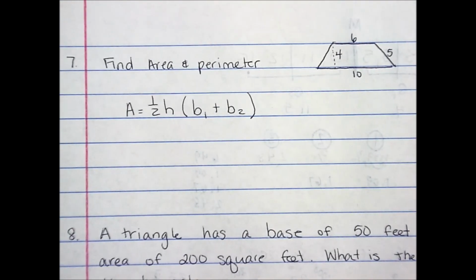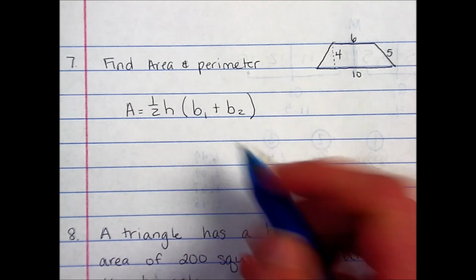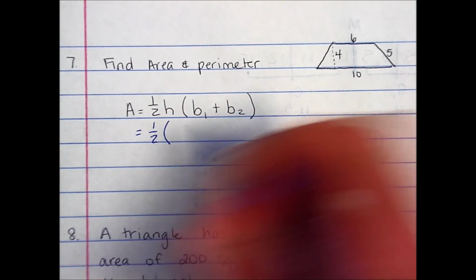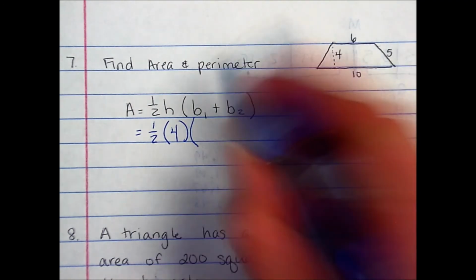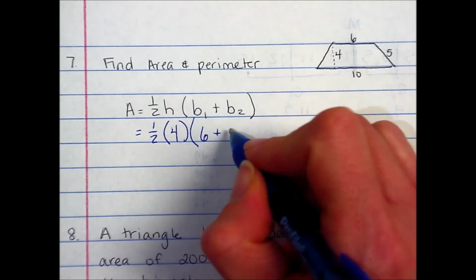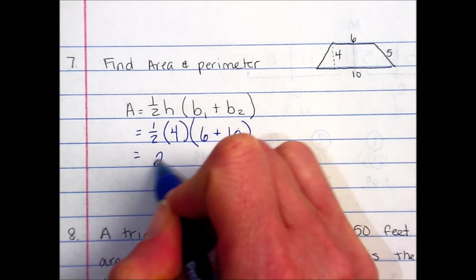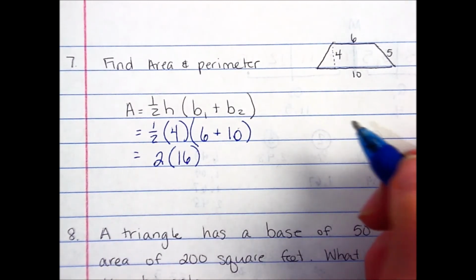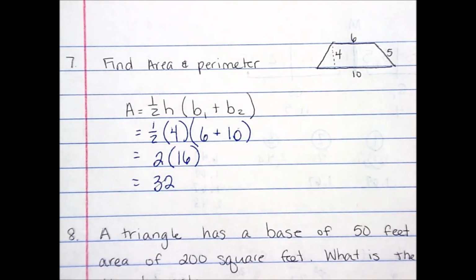Okay, on number 7, it says find the area and the perimeter. Okay, so when I find the area, I use this formula because this is a trapezoid. And all I have to do is plug in my numbers. So a half of the height, and our height is here. It's 4. And then base 1 is 6. And base 2 is 10. And then now all I have to do is solve. So half of 4 is 2, and so 2 times, let's see, 6 plus 10 is 16. And so then all I have to do is 2 times 16, and I get 32.